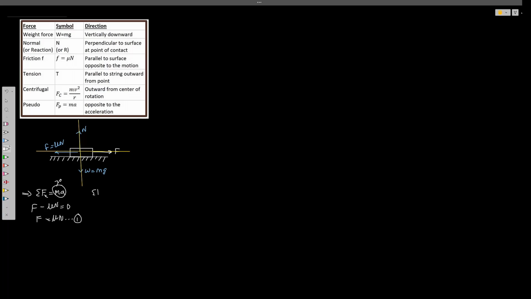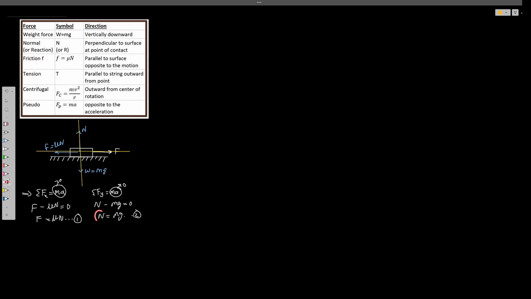Similarly, go for the y-axis where ma is 0. What forces are on the y-axis? Normal and weight force. Yes. Normal force is in the positive direction, so it will be positive. And weight force is in the negative direction, so it will be negative. So here we will get n equal to mg. This is our second equation.